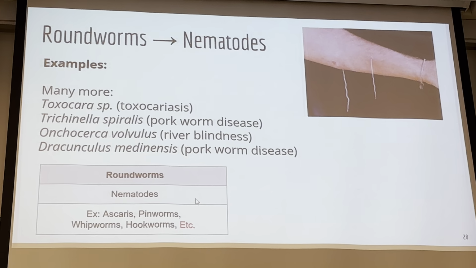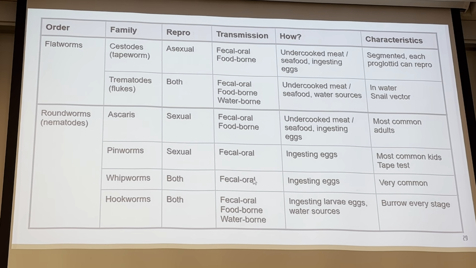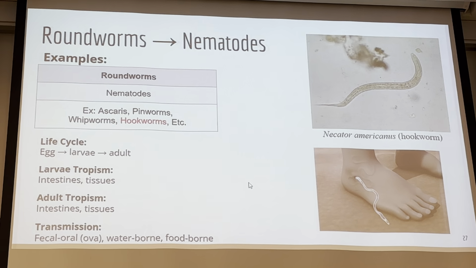That is a good question. I think I have a thing on that. Transmission: fecal oral, foodborne, fecal oral. Oh, pinworms as well. Yes. So pinworms and whipworms are the only two that do not burrow. The rest do. Great question.